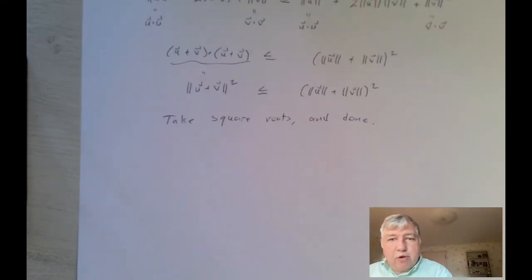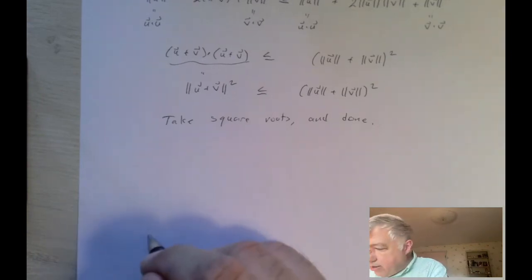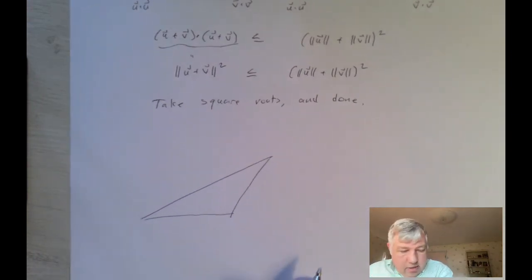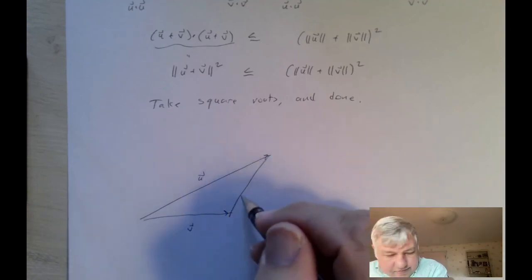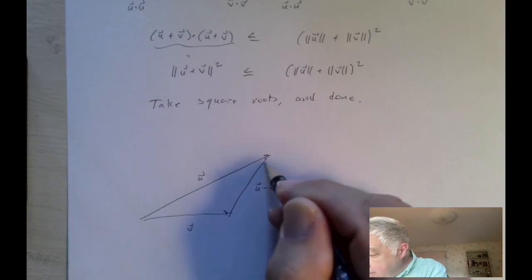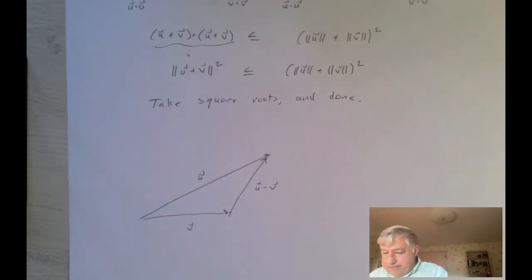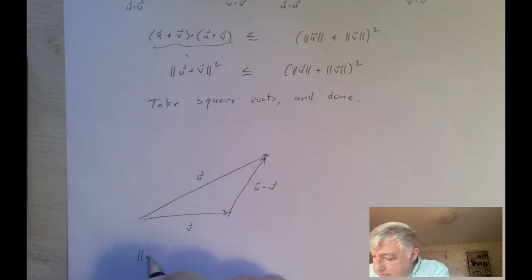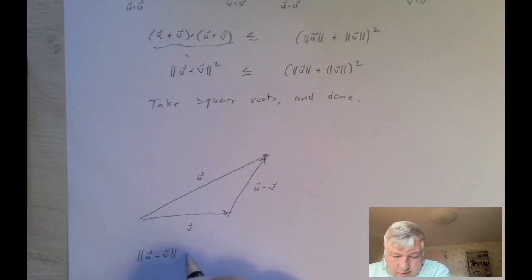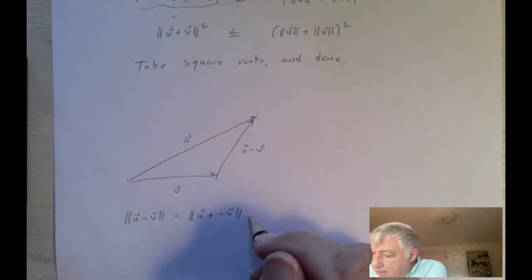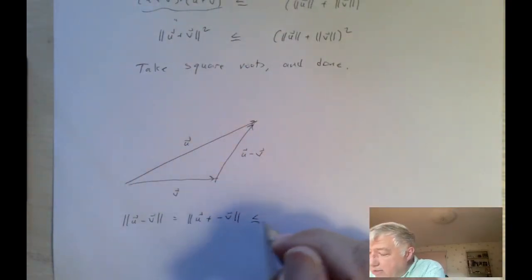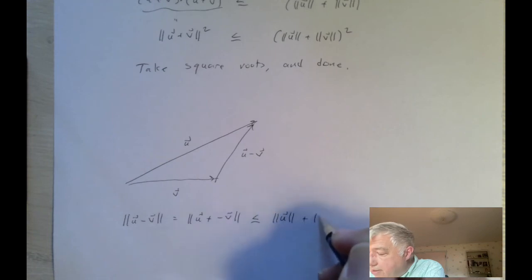And just to show you where this comes back to the actual triangle, if you call this side u, or the vector representing this side, and v is the vector representing this side, we can call this vector u minus v. And the length of u minus v is going to be the same thing as the length of u plus negative v, because remember, subtraction is really just addition. Then we can apply the triangle inequality to this. This is at most the length of u plus the length of minus v.